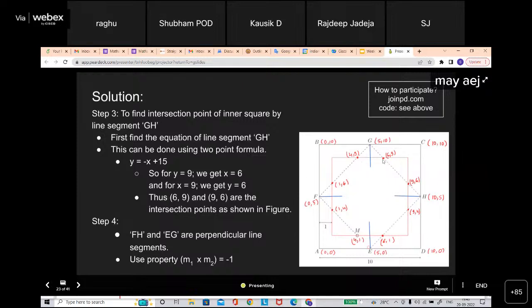And for this point, it is the intersection of this line and this line. The equation of this line is going to be x equals 9. Why? Because this is the origin and this much is the line here, and this is the 1. You reduce 1 here, so it is x equals 9. When you substitute in that equation, you will get y equals 6. So your intersection points on the inner square are going to be (6, 9) and (9, 6). So that option is going to be correct.